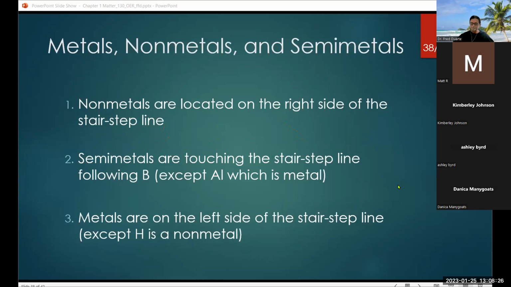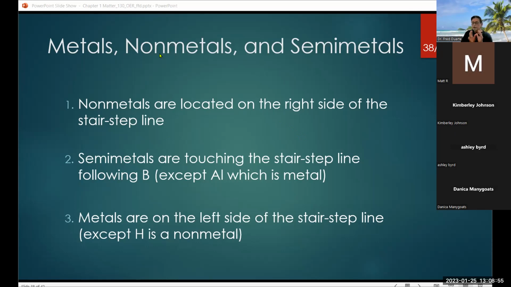Okay, now, when we look at the elements, they're classified into 3 groups. That's it, 3 groups. We're going to have either a metal or a non-metal. And then we're going to have what are called semi-metals, or you may hear the term metalloids. Metalloids are those elements that have the properties of both a metal and a non-metal.